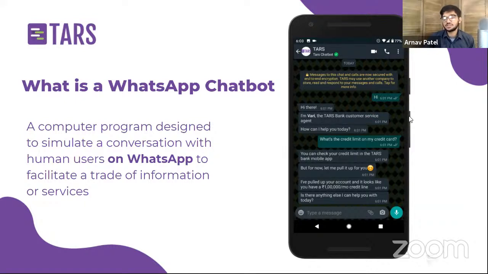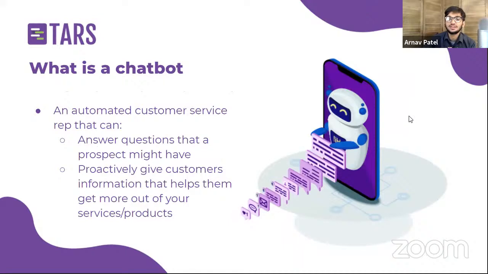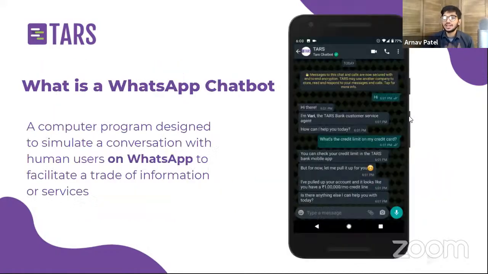But essentially what a WhatsApp chatbot is, what any chatbot is, is a computer program designed to simulate a conversation with a human being to facilitate the trade of information or services. This is a very drab definition. I honestly don't like it. It feels like a dictionary definition. But what it essentially means is, think of it as a customer service rep that can answer questions that your customers might have, and proactively give your customers information that helps them get more out of your product or services. Think of them as a virtual customer service rep that has a WhatsApp account, is accessible on WhatsApp, and that your customers can reach out to.